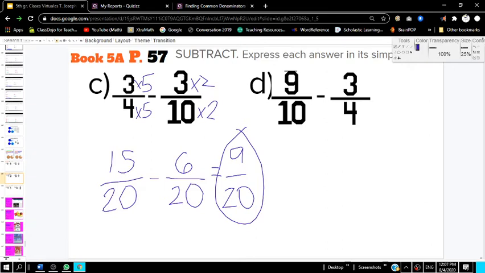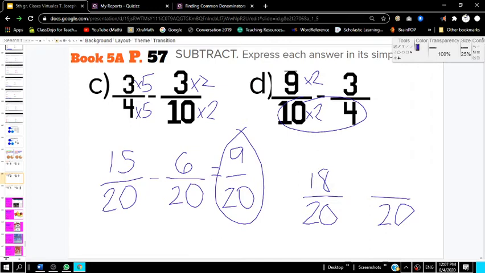Let's do that last problem on the page. 9/10 minus 3/4. What would be our common denominator? Well, it's the same as the previous problem. 10 and 4 is the same as 4 and 10. So 20, again, is our common denominator. Multiply 10 by 2 to get 20, so 9 times 2 equals 18. Multiply 4 by 5, so 3 times 5 equals 15.